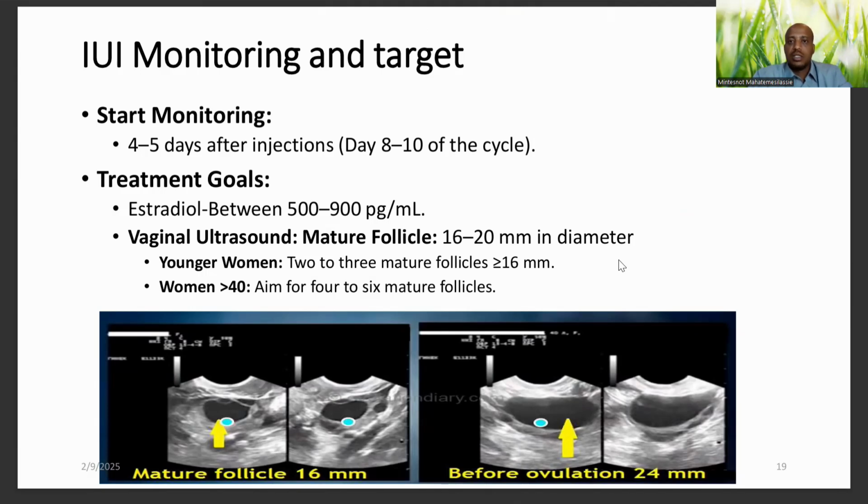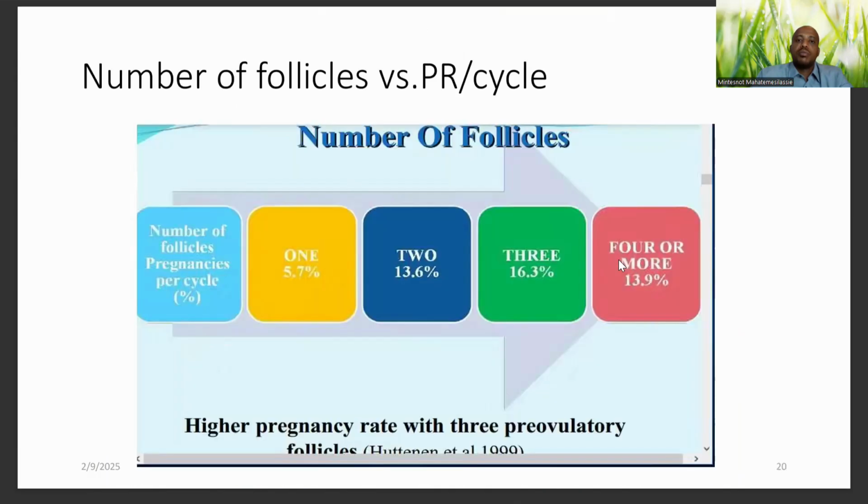So the most important step in an IUI cycle is monitoring, and you should know the target follicular number. Otherwise, you will end up with unnecessary complications. As the number of follicles increases, the chance of pregnancy will increase, especially if you have 2 or 3 follicles. But when you have more than 4 follicles, the chance of pregnancy will not increase. Rather, you are increasing the complication rate like ovarian hyperstimulation syndrome as well as multiple pregnancy.